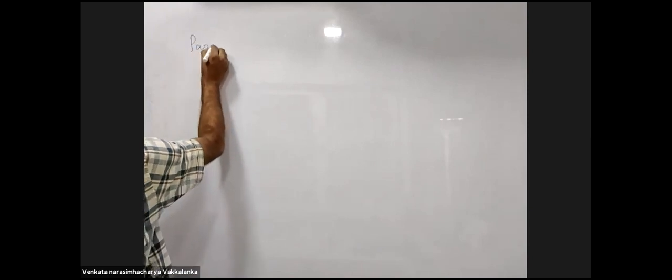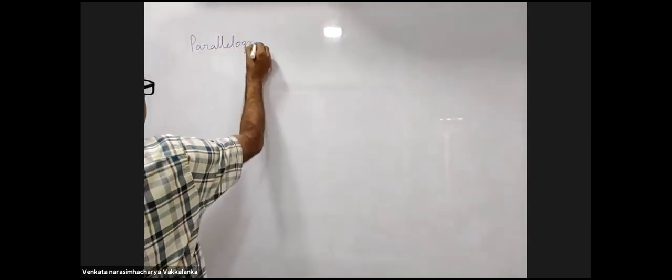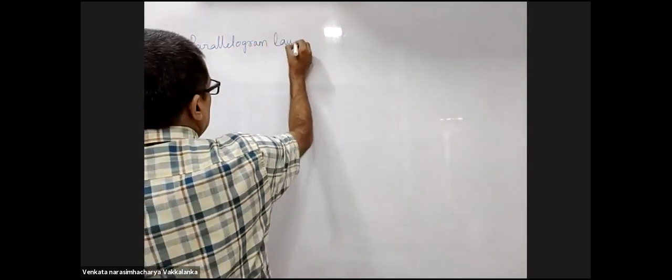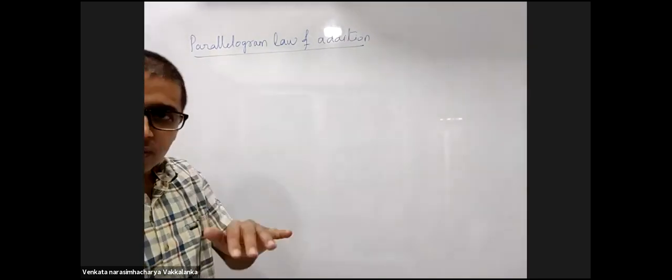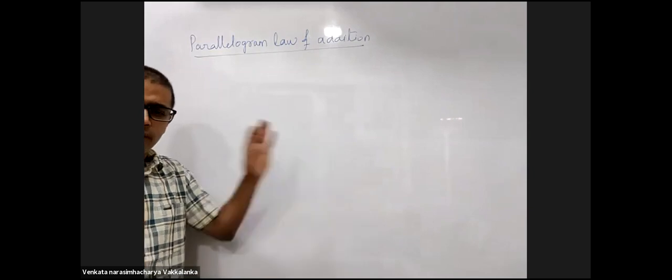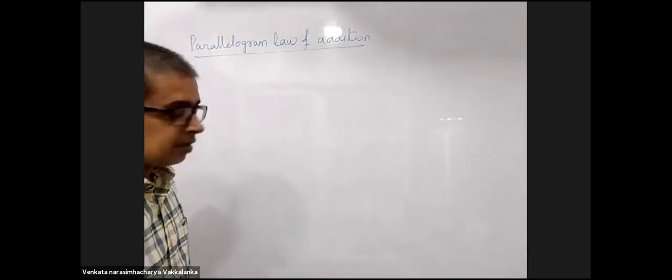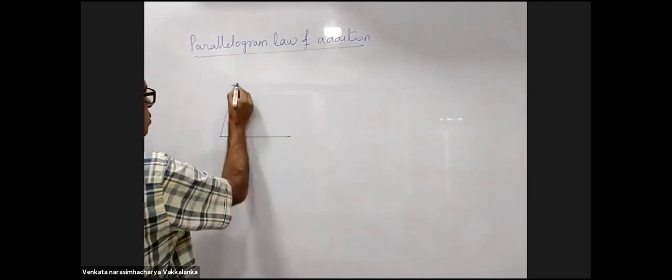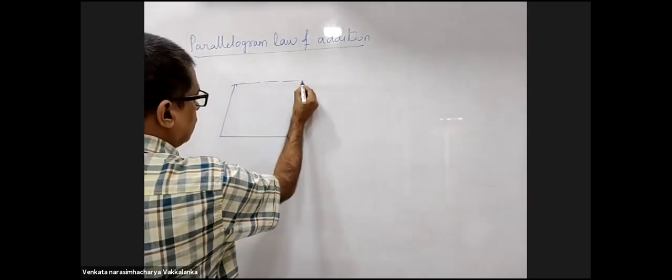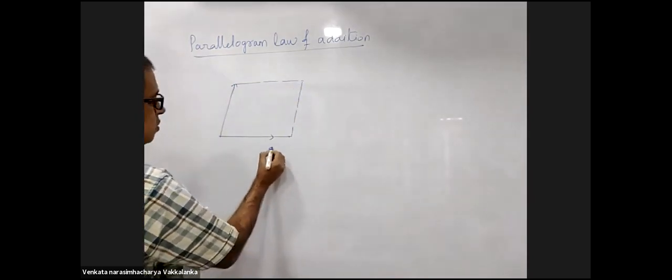Please observe this. This is called Parallelogram Law of Addition. It's nothing but converting triangle law into a comfortable way to calculate. Observe this. The statement goes this way. This is vector A, this is vector B.